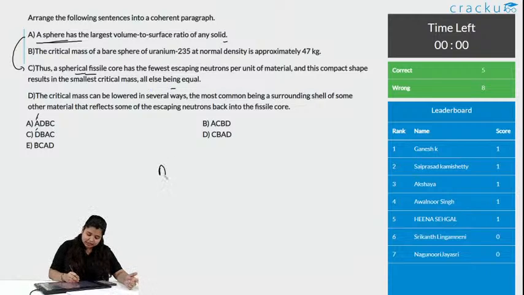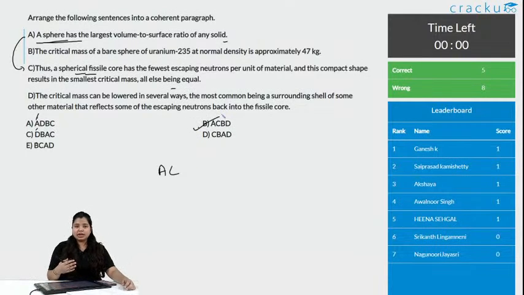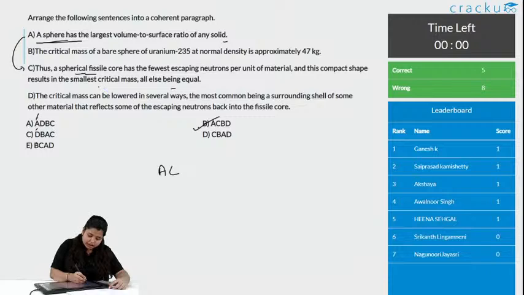So, we know it is A and C. Where is the pair you can find? A and C is in option B. So, option B is the correct answer. But again, if you want to know how we get the other part of the paragraph, you can see here we are talking about the smallest critical mass. Where is the other place you can find critical mass? In both B and D. But here B serves as an example.